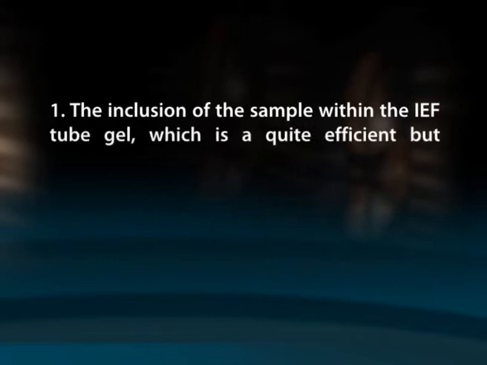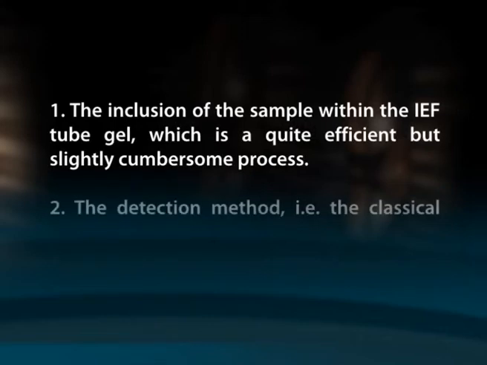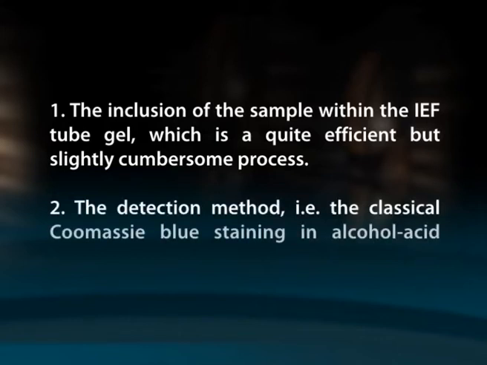The first one was the inclusion of the sample within the IEF tube gel, which is a quite efficient but slightly cumbersome process. The second was the detection method, that is the classical Coomassie blue staining in alcohol-acid mixtures. However, a report by O'Farrell in 1975, using a cathodic sample application and showing hundreds of distinct spots through the use of autoradiography of 35S-labeled proteins, was accepted.